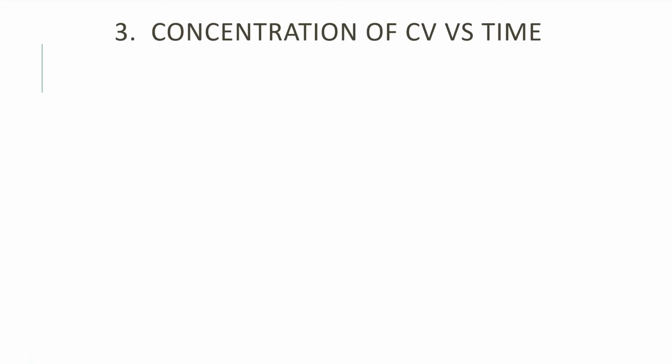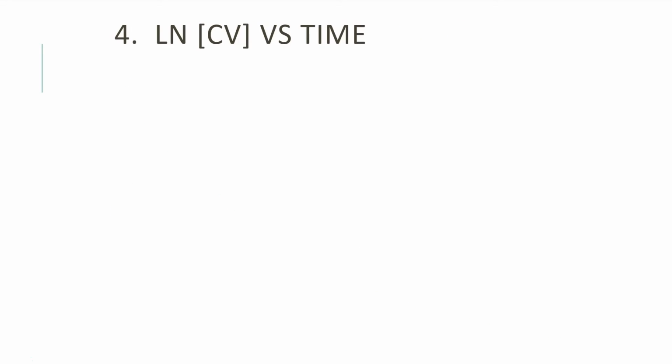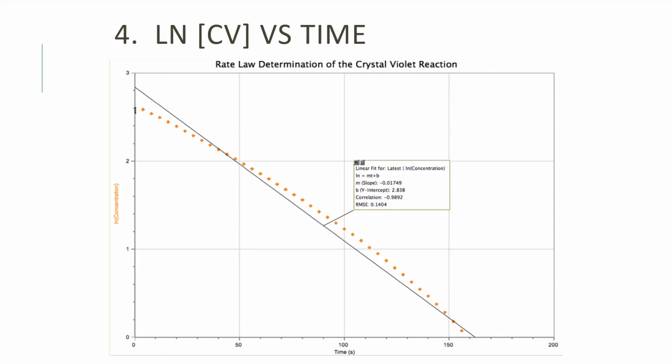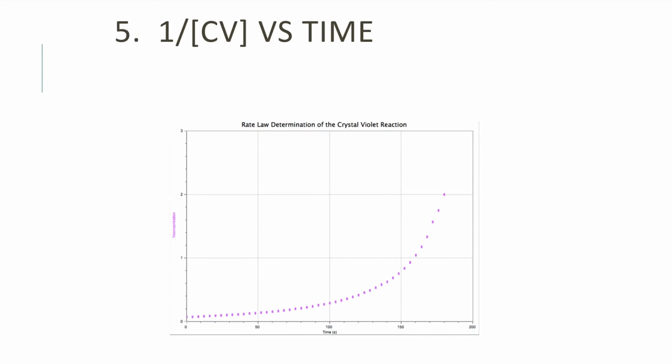This graph shows the concentration of Cv versus time, which produces a negative curve. Natural log of concentration of Cv versus time. This graph shows the natural log of the concentration of Cv versus time, which produces a negative linear line. 1 over concentration of Cv versus time. This graph illustrates the relationship between 1 over the concentration of Cv versus time, which produces a positive curve.